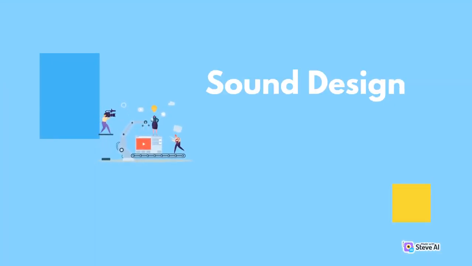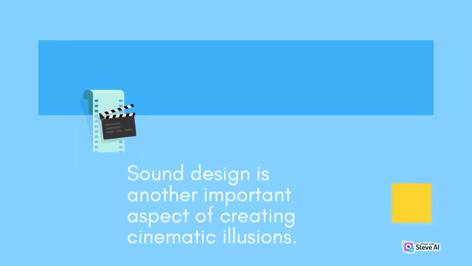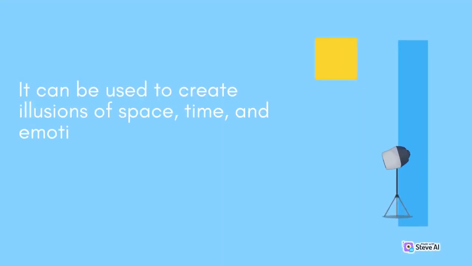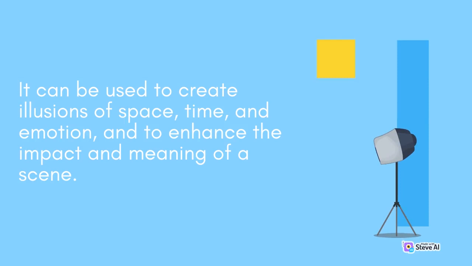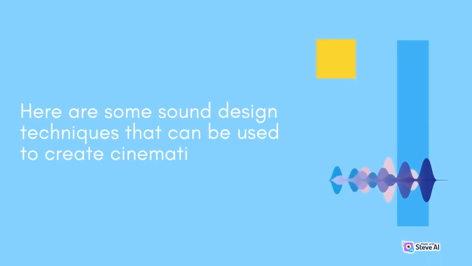Sound design. Sound design is another important aspect of creating cinematic illusions. It can be used to create illusions of space, time, and emotion, and to enhance the impact and meaning of a scene. Here are some sound design techniques that can be used to create cinematic illusions.